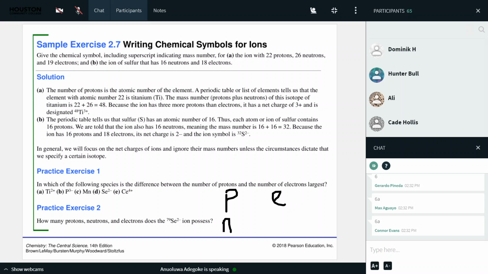All right, so what is the number of protons for selenium? Remember, the number of protons is the same thing as the atomic number. Okay, good. It's 34. And for the number of neutrons, we are given the mass number in this question. So remember, the neutrons will be the mass number 79 minus 34. So go ahead and do that quickly. 79 minus 34. Exactly, 45.